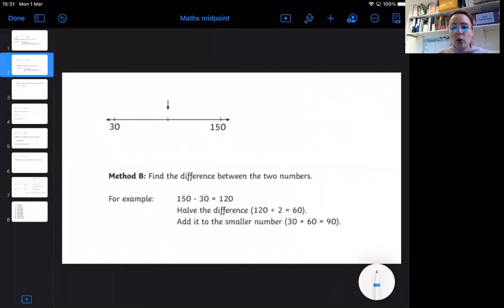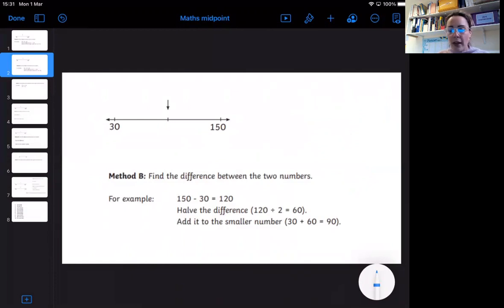Method B. You're going to start in exactly the same way. You're going to find that difference between the two numbers. Remember, difference we usually take away. So 150 take away 30 is 120. You can use whichever method you find easiest to take away, whether it's column, whether it's a number line, or whether it's your existing knowledge of number.